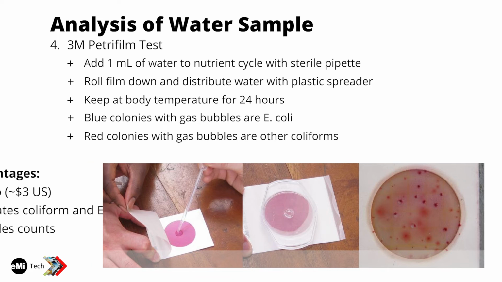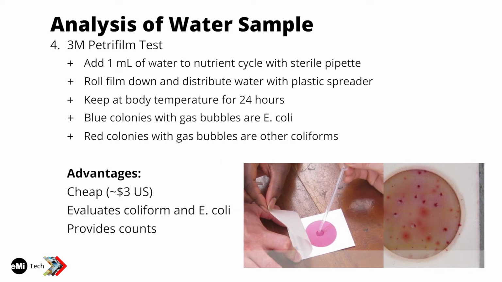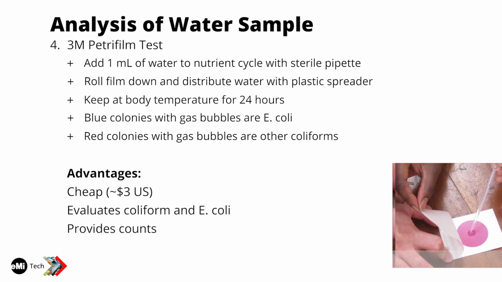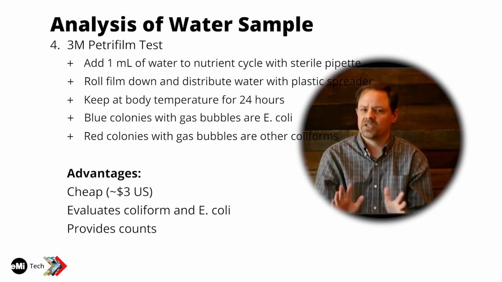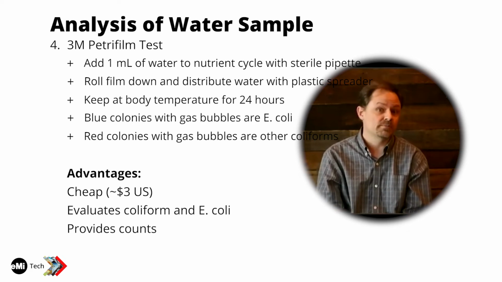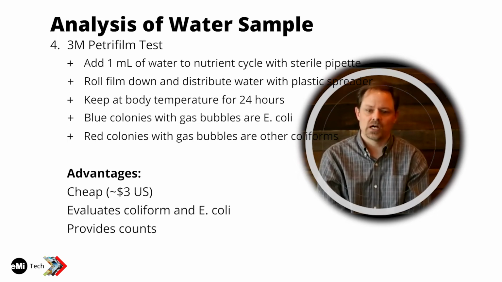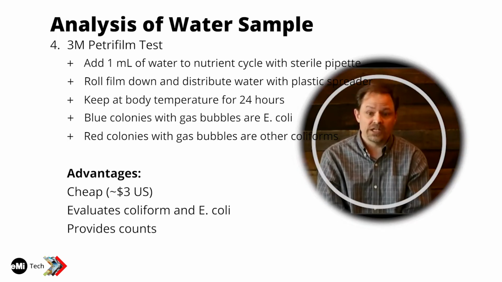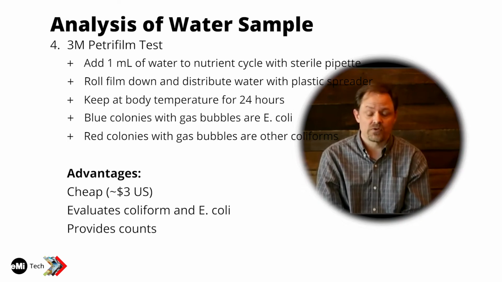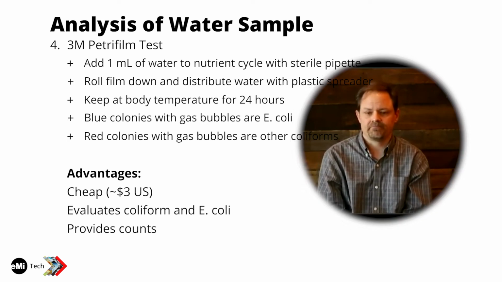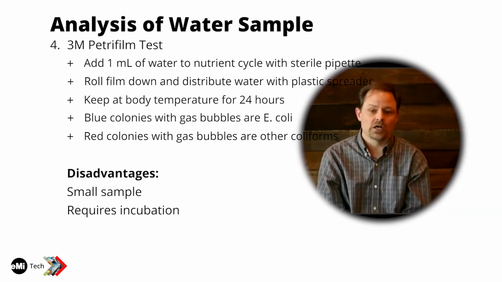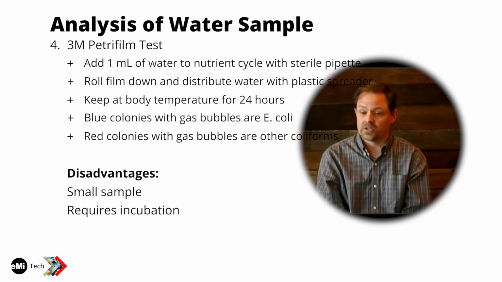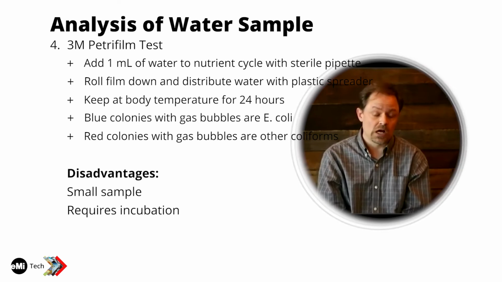So advantages of this one, it's pretty cheap, $3 US per sample. And I should mention, by the way, these costs are sometimes a little hard to calculate because, if you have an ultraviolet light, how do you allocate the cost to that light? So you should take these as just approximate estimates, just to give you a feel for the cost. It does evaluate coliform and E. coli, and it also provides counts for those coliform and E. coli. Disadvantages, it is a small sample. We're testing only 1 milliliter of water. And again, I'll talk about why that matters in a bit. And it does require incubation.